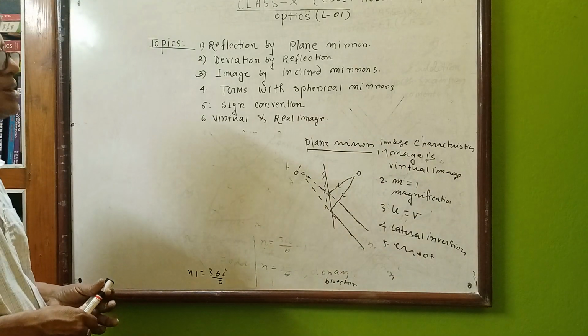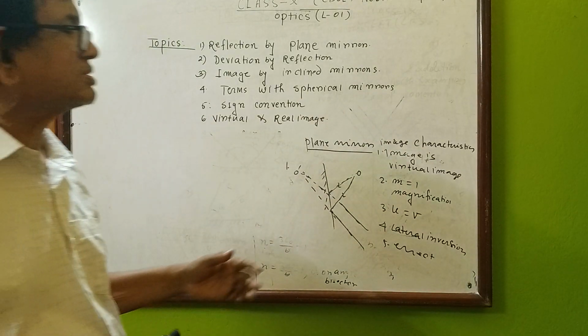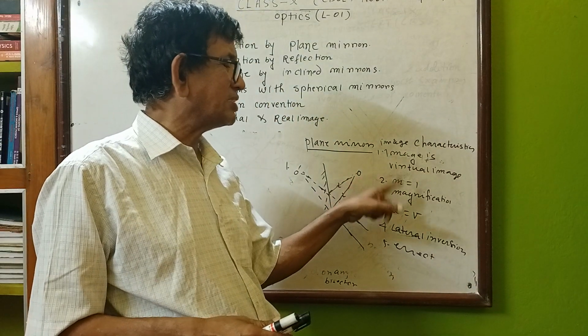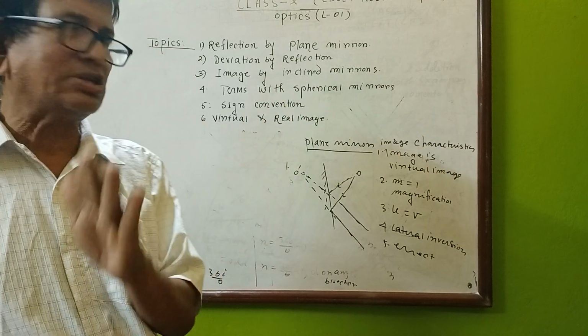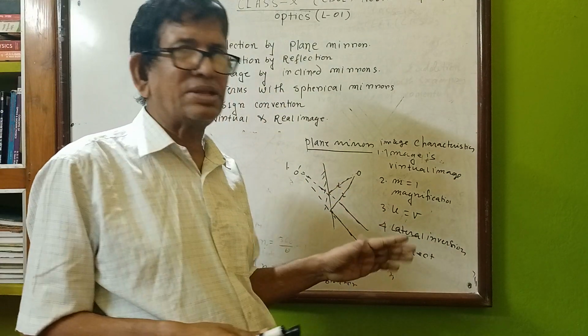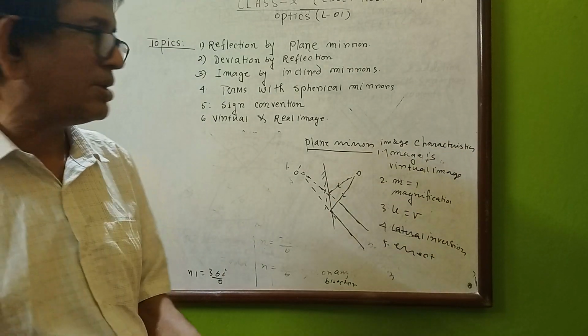Children, always remember the plane mirror image characteristics. What is the nature of the image? The image is virtual, that means erect. Image magnification 1, that means size of the image equal to size of the object, and image distance equal to object distance, and there is a lateral inversion in the case of a plane mirror.